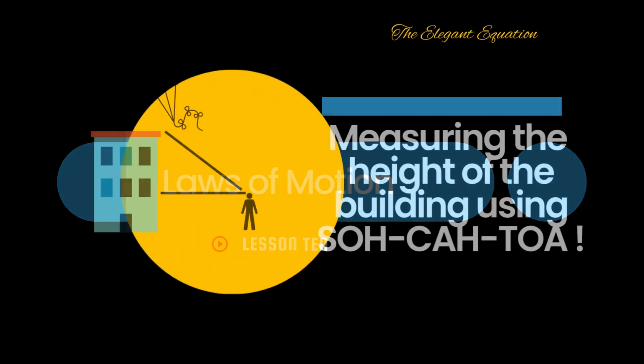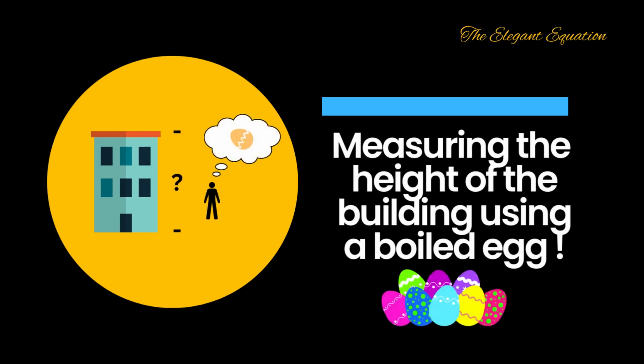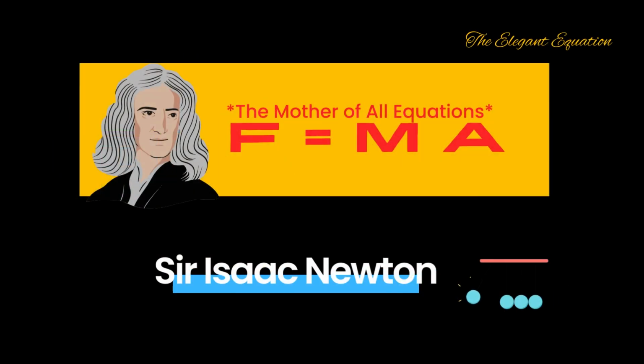In our previous lesson, I demonstrated how to measure the height of a building, or the length of a string attached to a kite gliding in the air, without using a giant ruler or a sextant but by using SOH CAH TOA. In this lesson, I will teach you how to measure the height of a building by simply dropping an egg. But before we do this, let us first understand the principles behind the most elegant equations of all time, Newton's famous laws of motion.